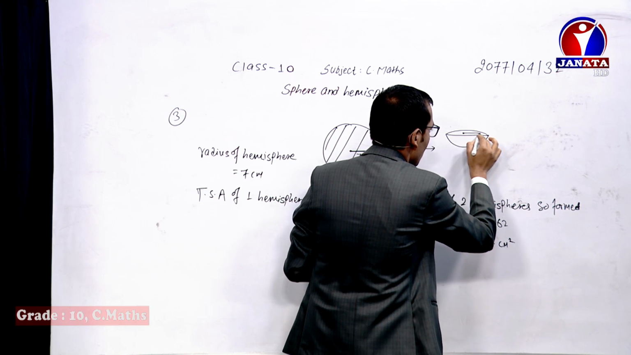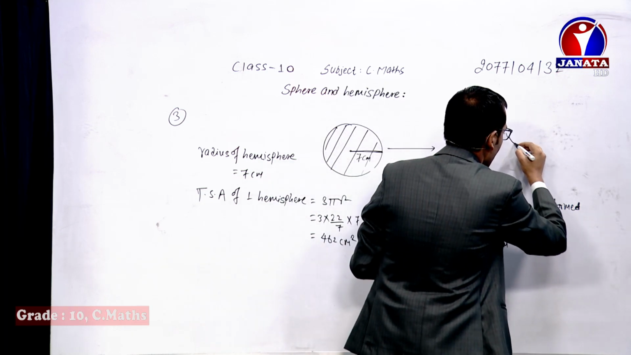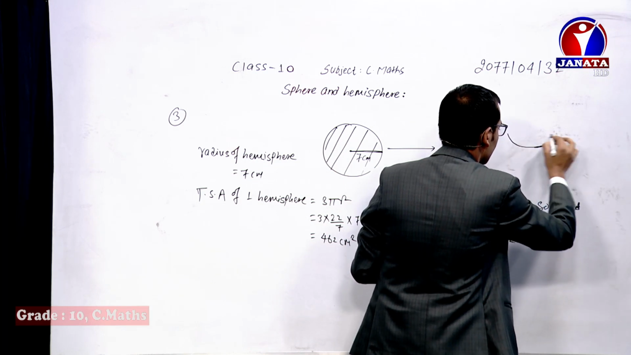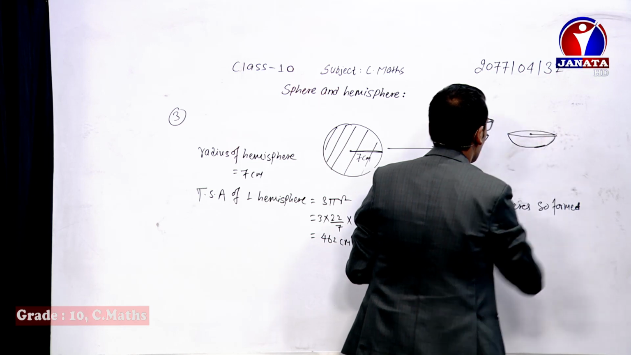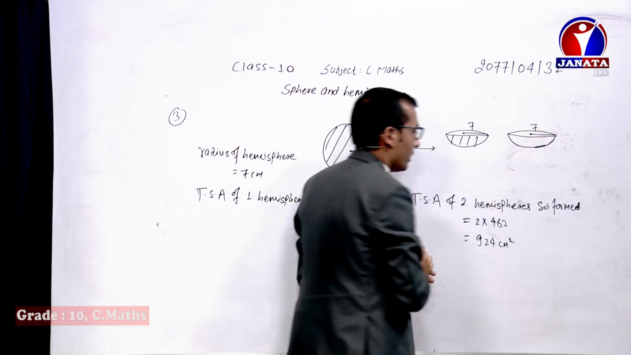Here in fact this sphere is cut into two hemispheres. This is one hemisphere and here is another hemisphere. So we can get a clear idea from this. The radii are equal, 7 centimeter.